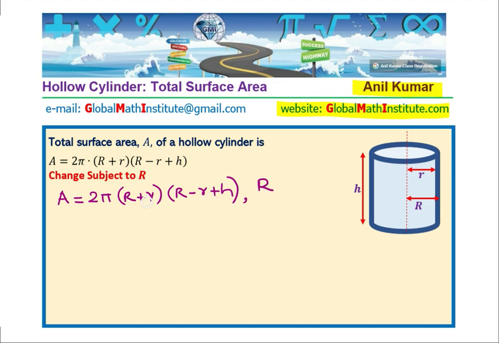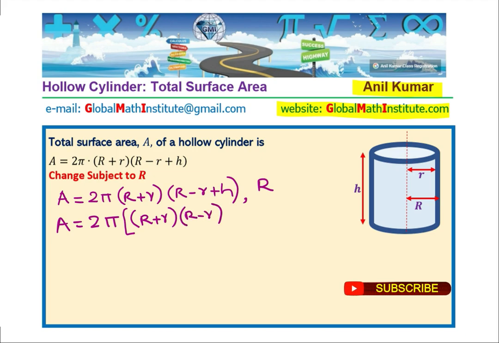Now, for doing so, we may have to expand and simplify. Expanding and simplifying may be complicated, but here is a strategy. We first multiply (R plus r) with (R minus r), and then add (R plus r) with h. You get the idea. That is a very critical step to get the result.